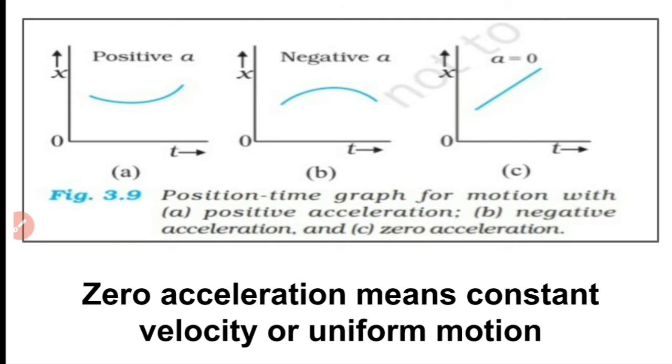Non-uniform motion means the body is undergoing changes in velocity or speed through unequal values in equal intervals of time. That's what we mean by non-uniform motion. So for a body in non-uniform motion, if acceleration is positive or negative, the graph will be a curved graph, as shown. For positive acceleration, it is curved upwards, and for negative acceleration, the graph is curved inwards. And for zero acceleration, you know that the position time graph will be a straight line.